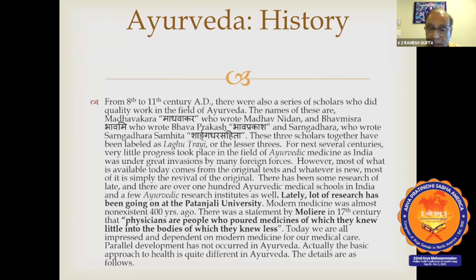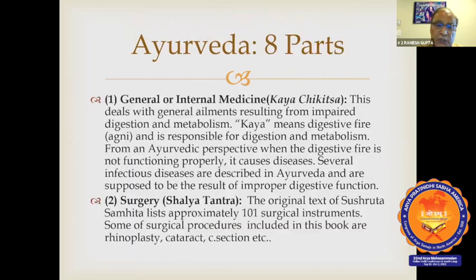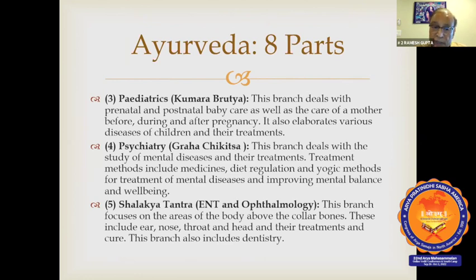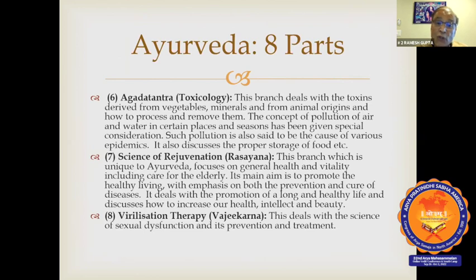Parallel development has not occurred in Ayurveda. Actually, the basic approach is quite different in Ayurveda. So it is the basic principles which are useful. Now, Ayurveda has 8 parts. One is internal medicine, Kaya Chikitsa, then surgery or Shalya Chikitsa, pediatrics or Kaumarabhritya, psychiatry. Imagine all those things there. ENT or Shalakya Tantra. We have toxicology or Agada Tantra, which deals with the toxins derived from vegetables, minerals, and plants. The concept of pollution of air and water in certain places has been given special consideration.